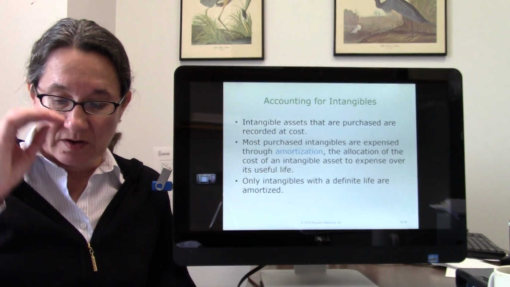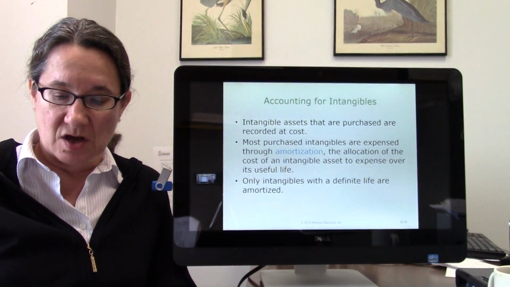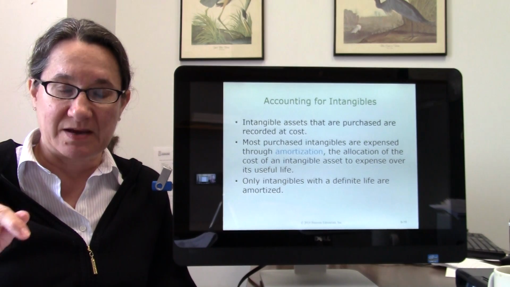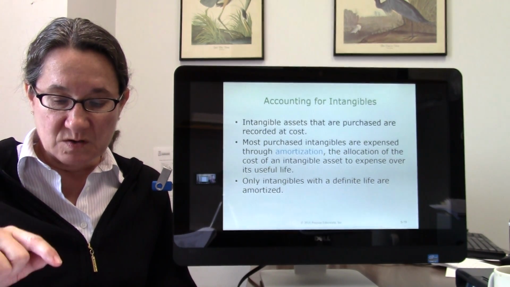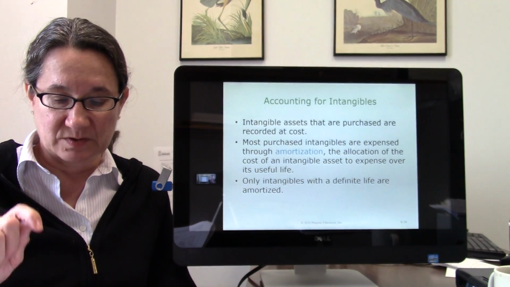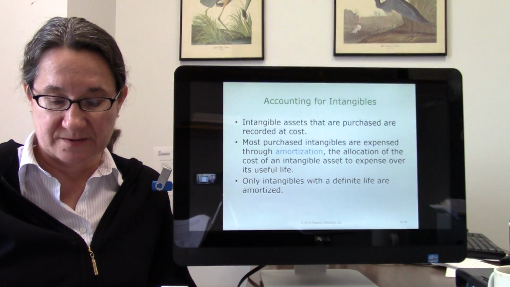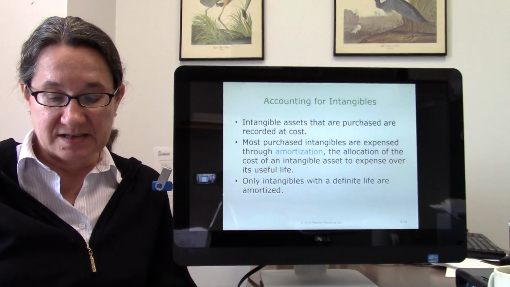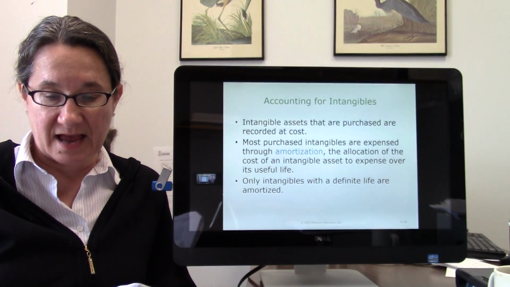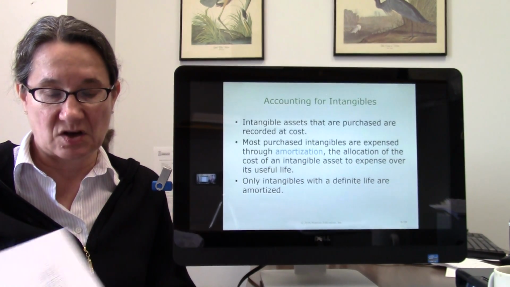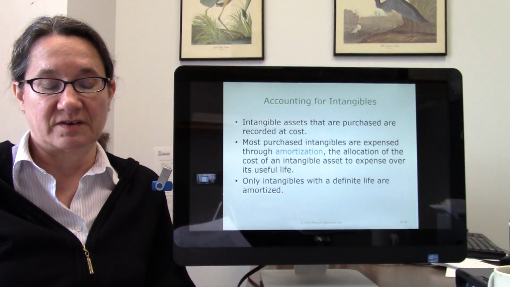If an intangible is not purchased, only some limited costs can be capitalized. Most purchased intangibles are expensed through amortization. Amortization is the process by which businesses spread the allocation of an intangible asset's cost over its useful life.